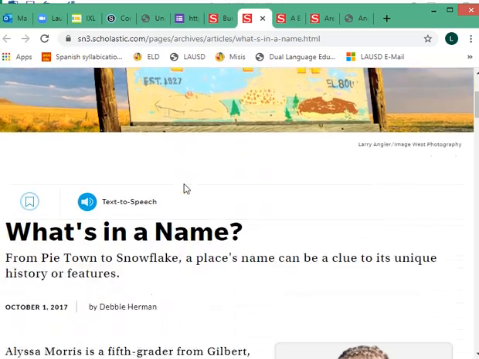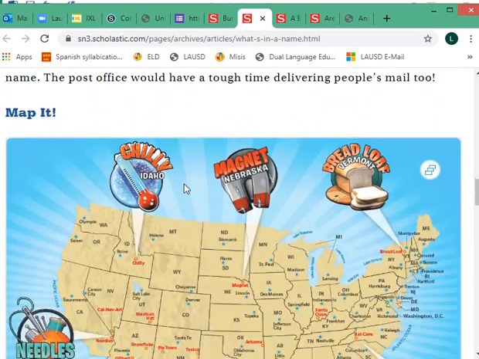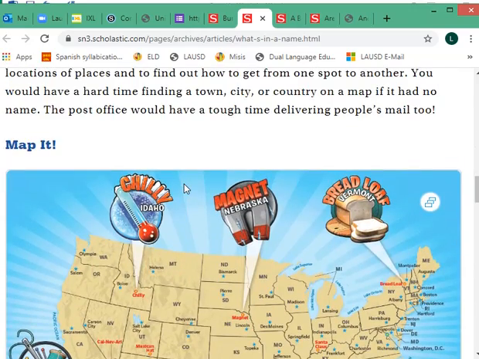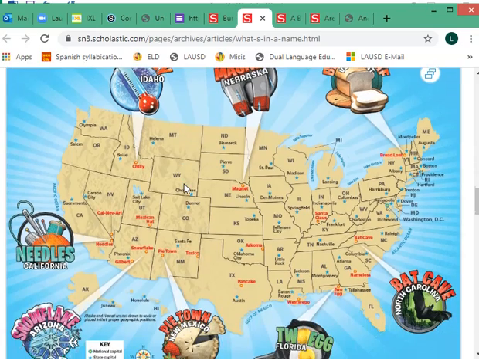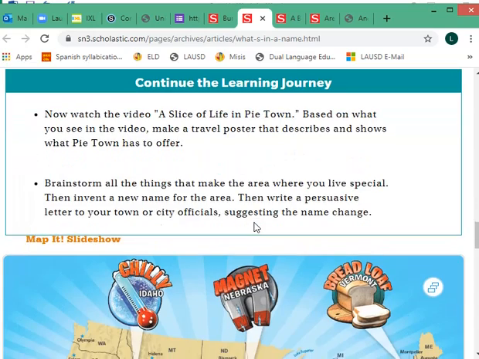Let's go ahead and look at the next one. Okay. So this one talks about cities and how they're named. And here's an example of a map of the U.S. with a few of the selected areas that are in there. And here are your questions. It says to watch the video below, and based on what you see in the video, make a travel poster that describes and shows what Pie Town has to offer.